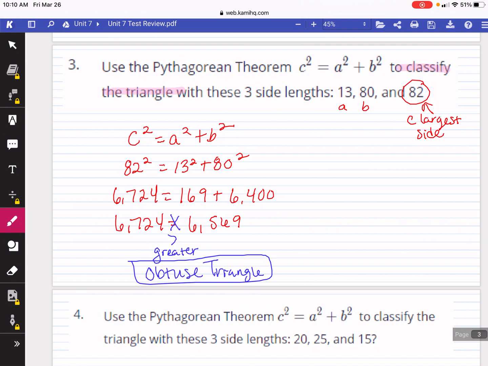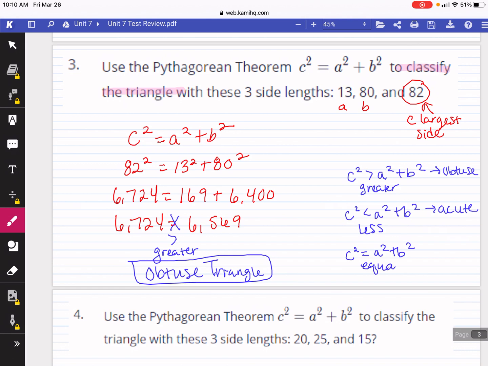Now, just to summarize some notes here. When you're doing this, if C squared is greater than A squared plus B squared, it's obtuse. If C squared is less than A squared plus B squared, then it's acute. Remember, obtuse angles are greater than 90, acute are less than 90. And if C squared is equal to A squared plus B squared, then it's a right triangle. And that's why the Pythagorean theorem mainly works for right triangles.